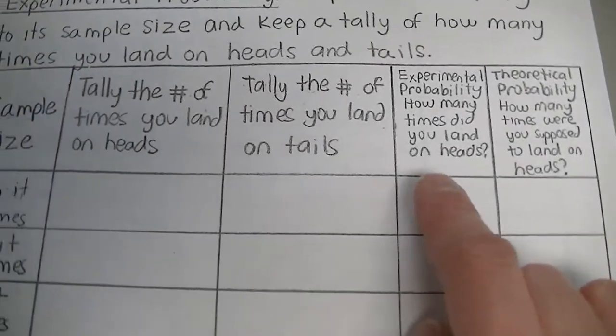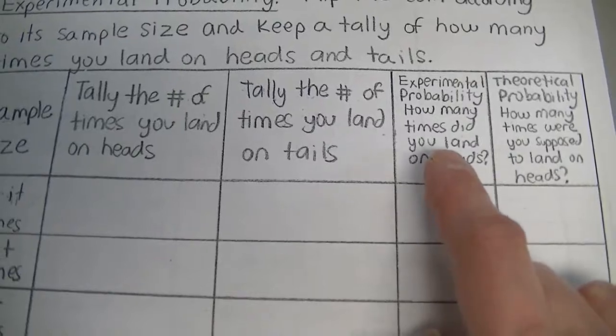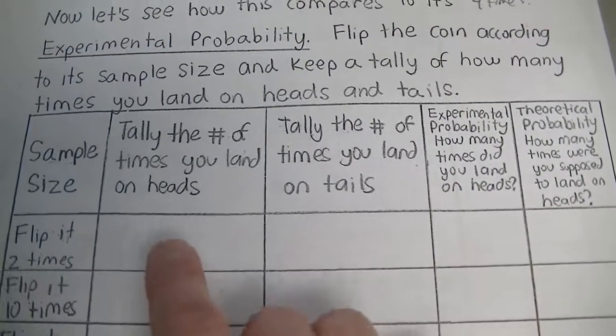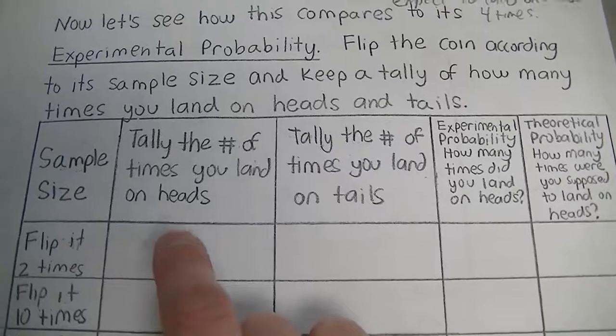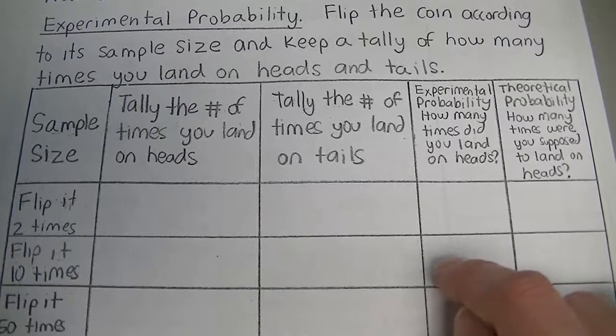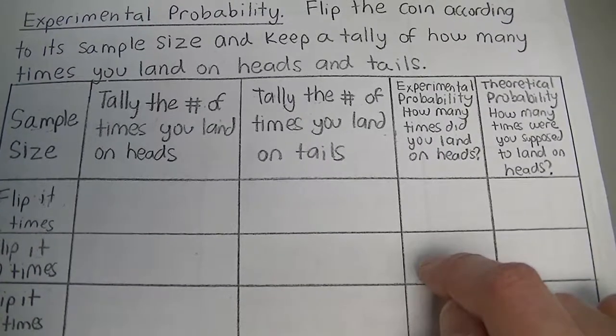And I want you to write down your experimental probability. How many times did you land on heads, okay? And write this as a fraction. So if you landed on heads 3 out of the 10 times, you'd put 3 over 10, 3/10, okay?